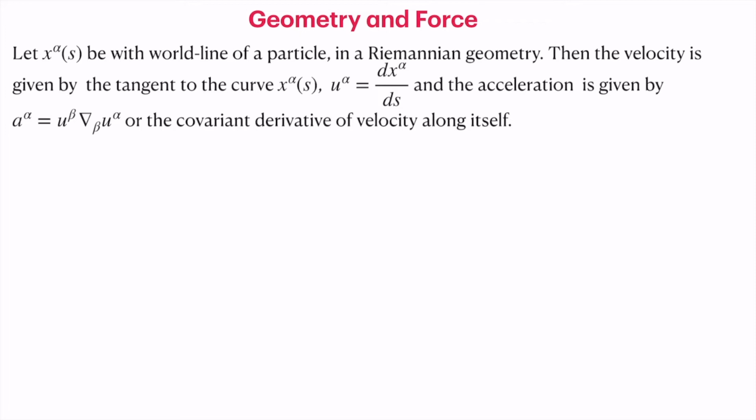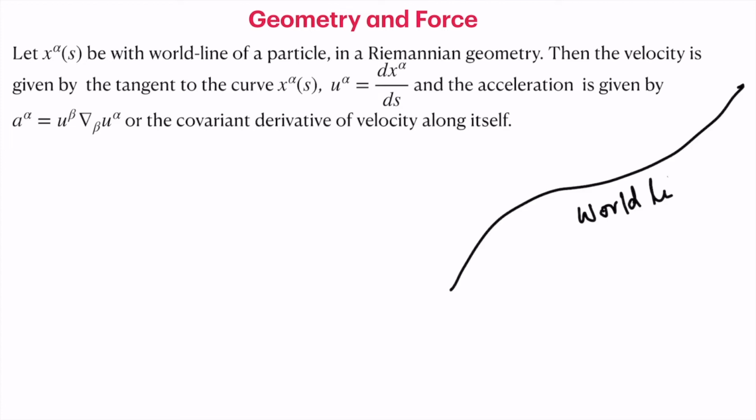Then the velocity of this particle, or the tangent vector, is often represented, at least in this course, as u^α, which represents the four-velocity dx^α/ds, which gives the tangent vector or the velocity vector. On the other hand, we can also have an acceleration, that is the directional derivative of the four-velocity along the four-velocity itself. So that gives the acceleration.